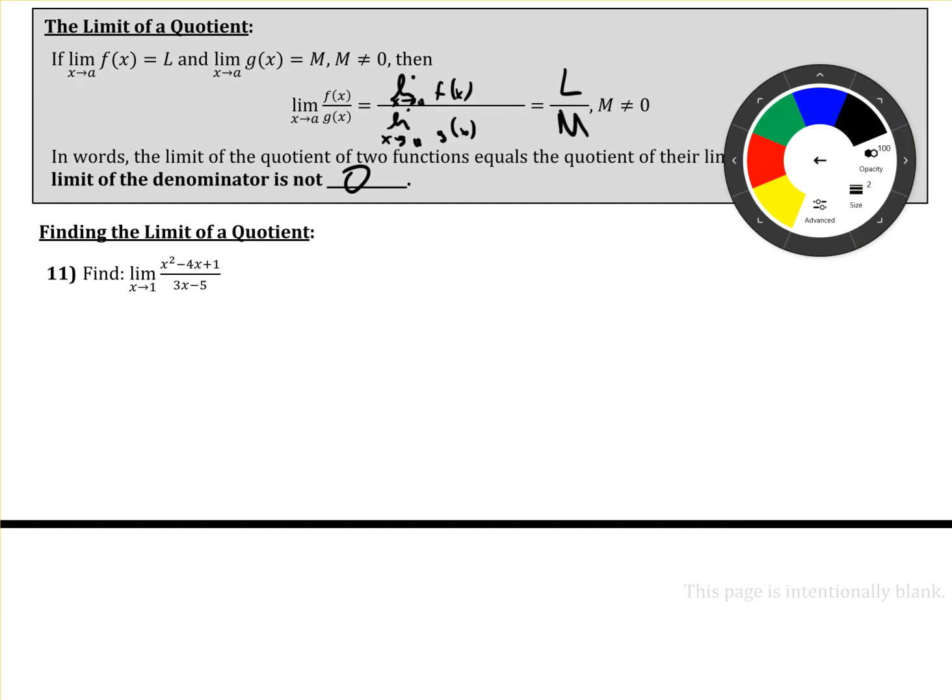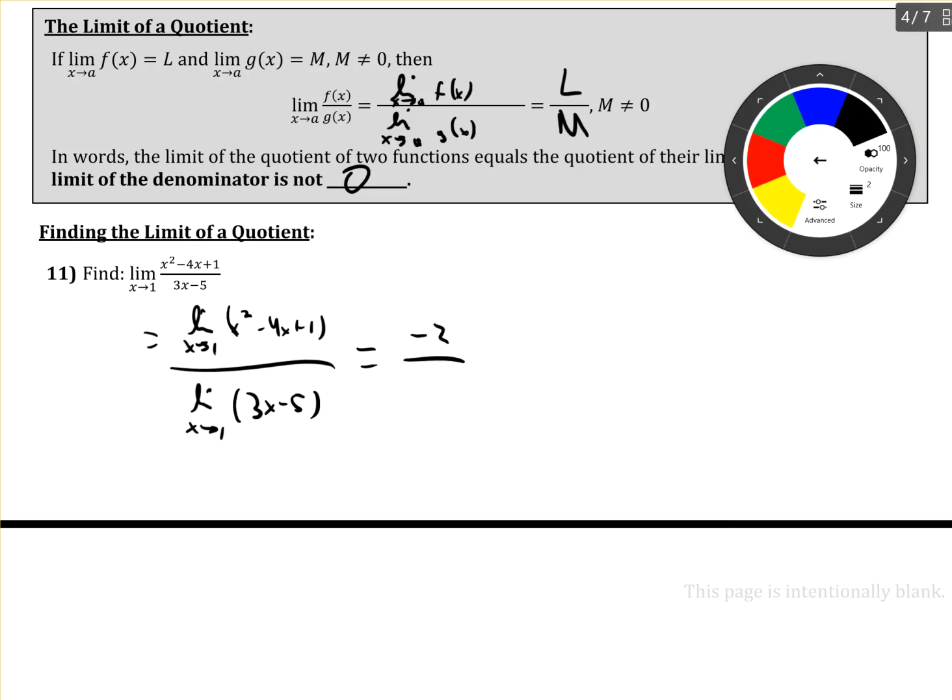So find the limit of this quotient. We get that's equal to the limit as x goes to 1 of x squared minus 4x plus 1 over the limit as x goes to 1 of 3x minus 5. Again, just using that rule we have up there. Now these are both polynomials, so we can just plug it in. So I get 1 minus 4 is -3, plus 1 is -2. Plug in 1, I get 3 minus 5 is -2. So I get 1 as my answer.